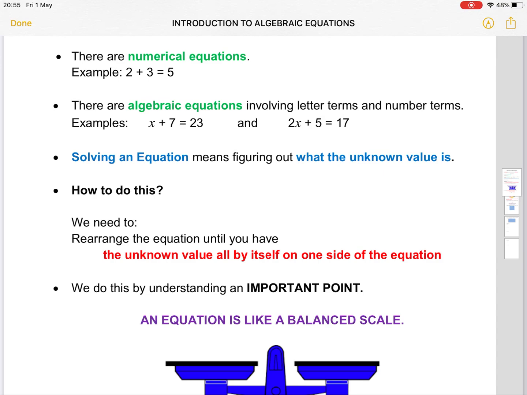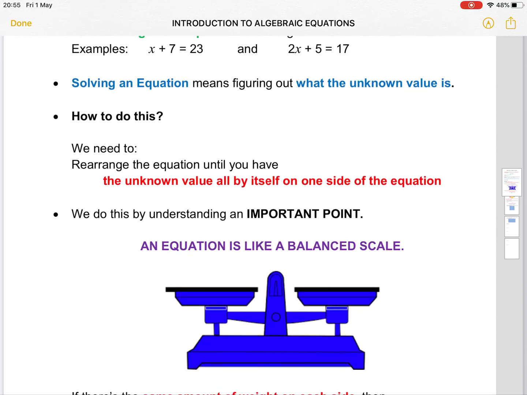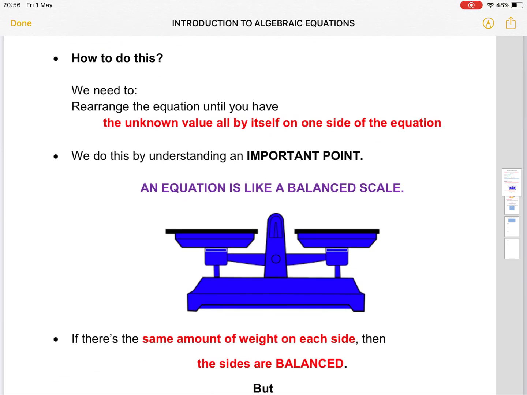Now, to rearrange the equation and to be able to bring the unknown value all by itself, it is very important to understand that an equation is like a balanced scale, okay? A balanced scale where one side is equal to the other. Now, a balanced scale is when there's the same amount of weight on each side, all right? Where there is the same value, all right?